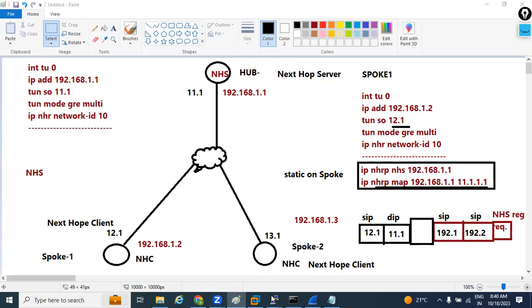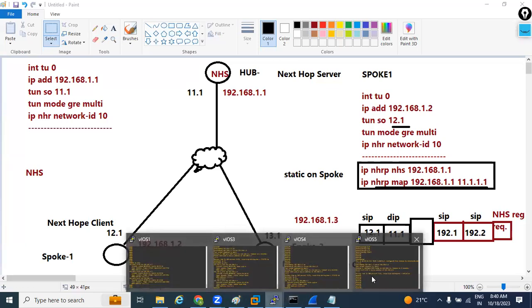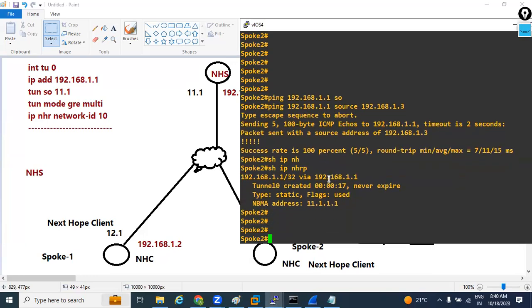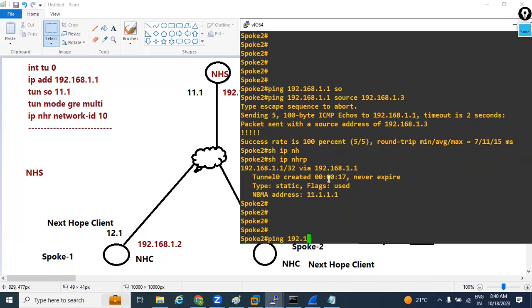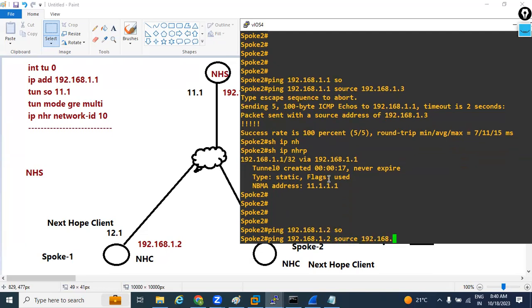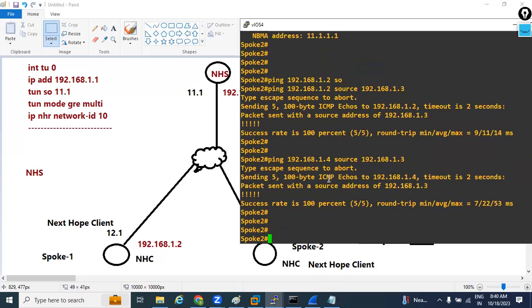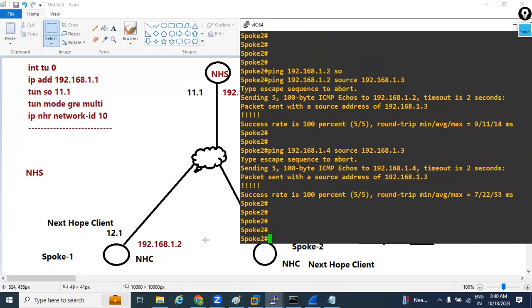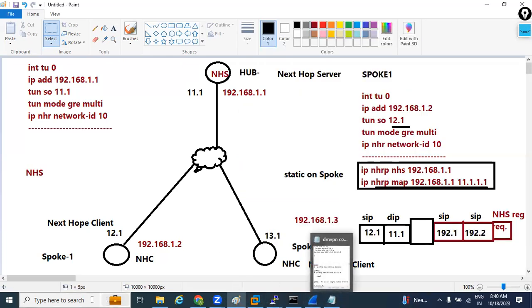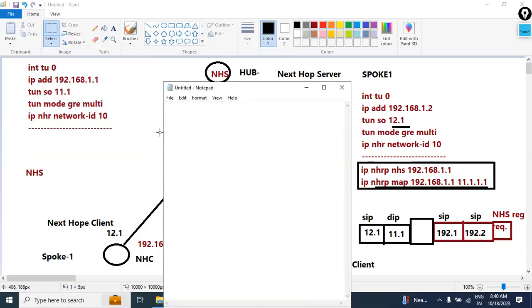So right now you can see all these devices are registered with each other. I ping with 192.160.1.1 as a source, or .2 as a source, and proper reachability we have, right? Now the question is, what about EIGRP? Let's configure EIGRP.